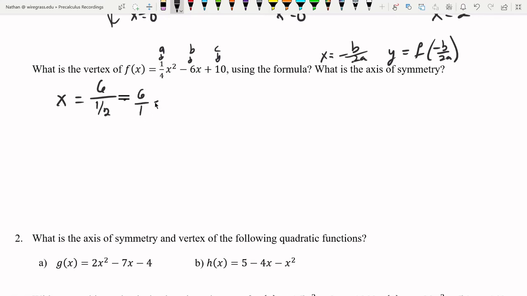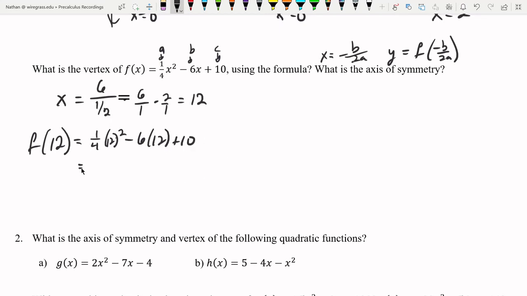Multiplied by the reciprocal, and we get 12. So to find the y coordinate of the vertex, we just do f of 12 equals 1/4 times 12 squared minus 6 times 12 plus 10. 12 squared is 144, and 1/4 of that. Use a calculator just to speed this up. That's going to be 36 minus 72, which is -36, plus 10. It's going to be -26.